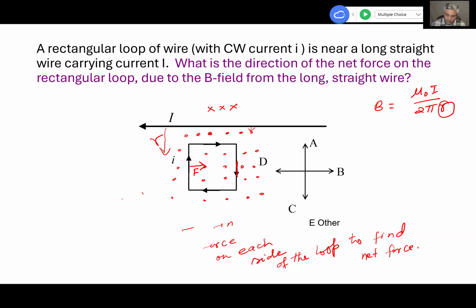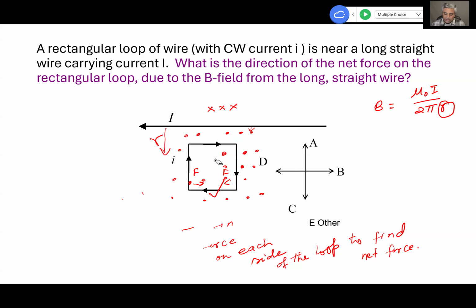And now this one, what's the difference? See the dots? The field is in the same direction, but the current is now reversed, so this force is going to be pointing in that direction. So at every point, this force is going to be pointing equal and opposite. So the net force due to this side and that side is going to be 0. How about this side and that side? So let's figure that out.